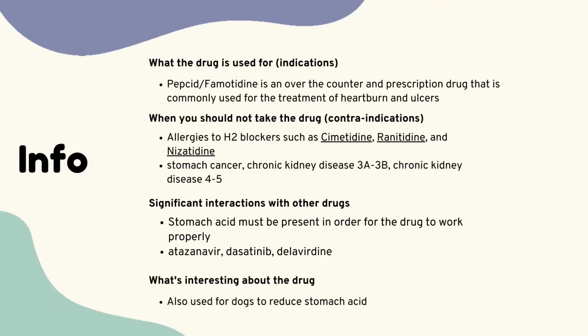Famotidine is used to reduce stomach acid, so stomach acid must be present in order for the drug to work properly. Other interactions with other drugs are atazanavir, dasatinib, and delavirdine. An interesting fact about the drug, it is also used for dogs to reduce stomach acid.